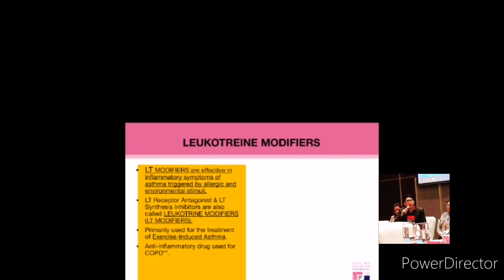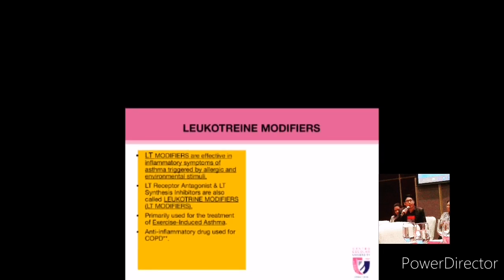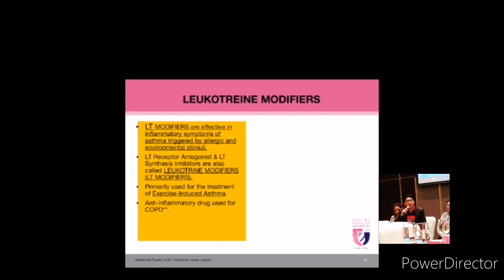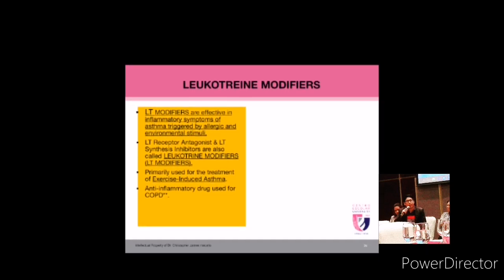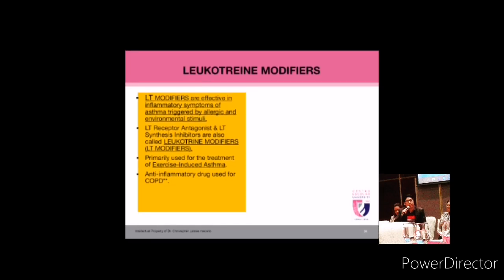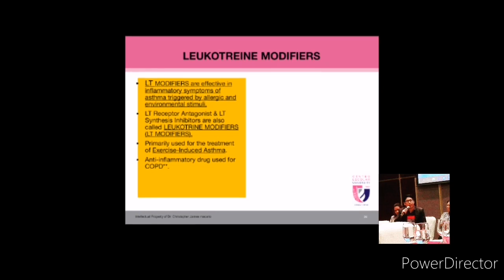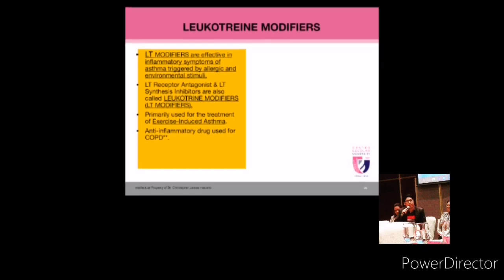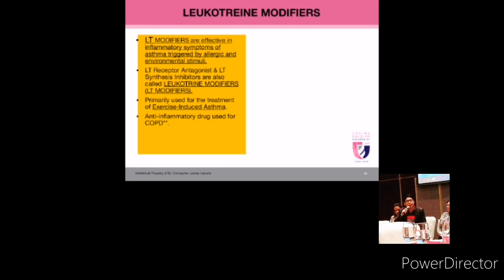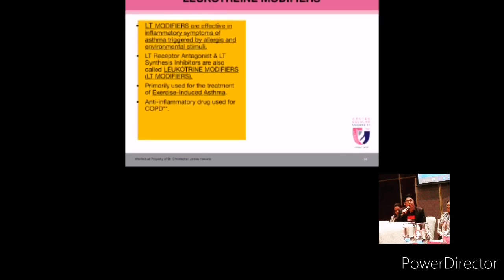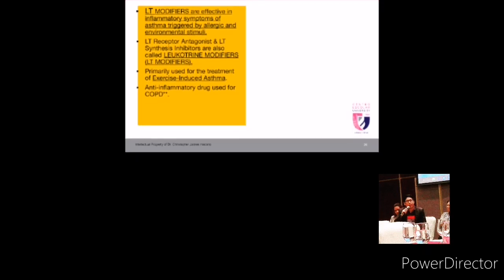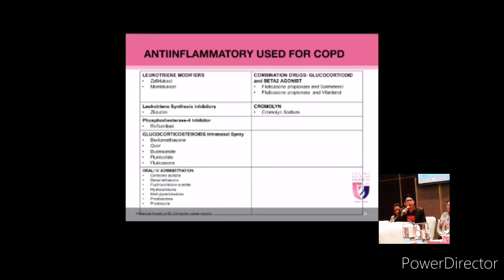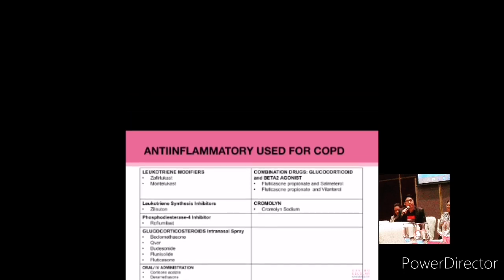L stands for leukotriene or leukotriene modifiers. These LT modifiers are effective in inflammatory symptoms of asthma triggered by allergic and environmental stimuli. I repeat, leukotriene modifiers or LT modifiers are effective in inflammatory symptoms of asthma triggered by allergic and environmental stimuli. LT receptor agonists and LT synthesis inhibitors are called leukotriene modifiers or LT modifiers, primarily used for the treatment of exercise-induced asthma and anti-inflammatory drug used for COPD.